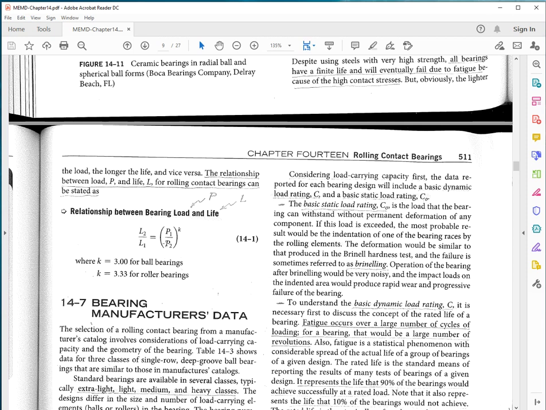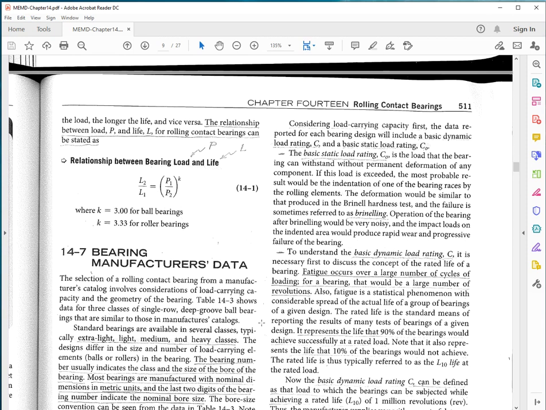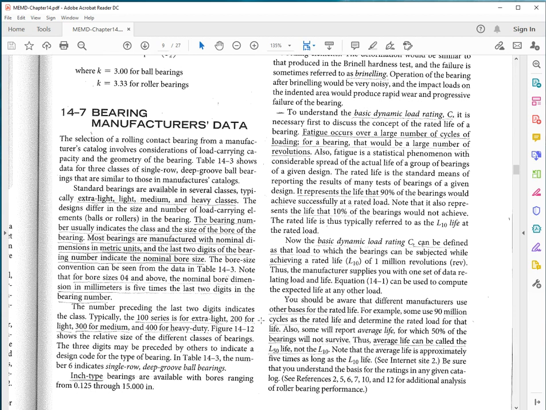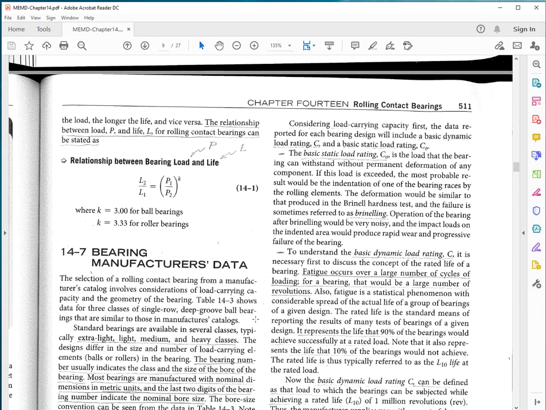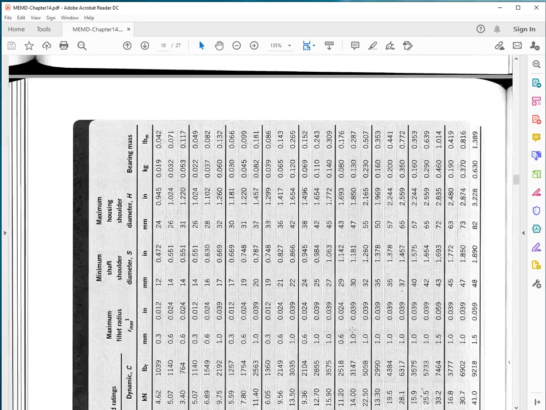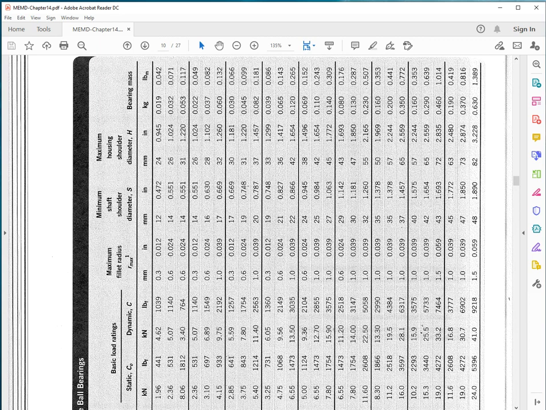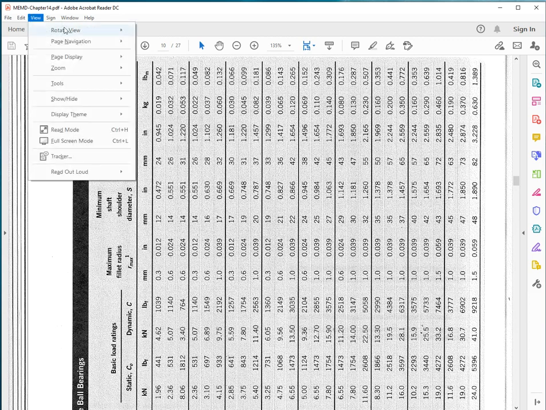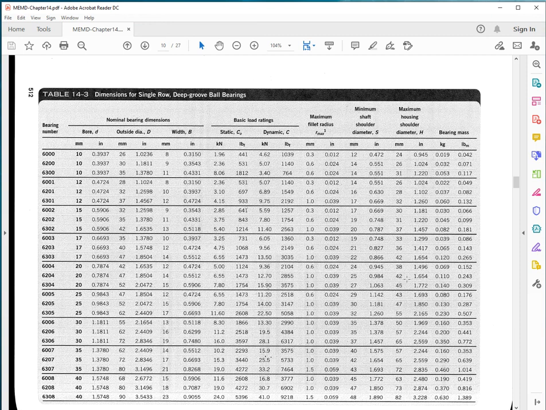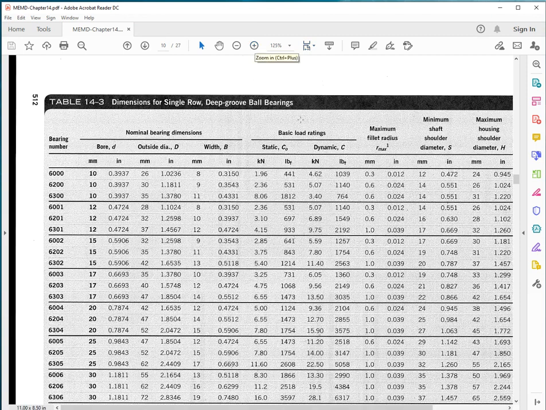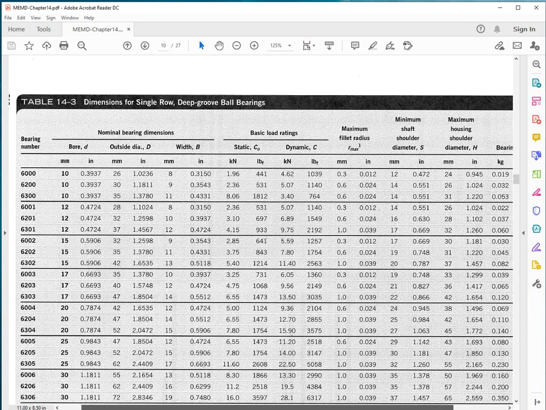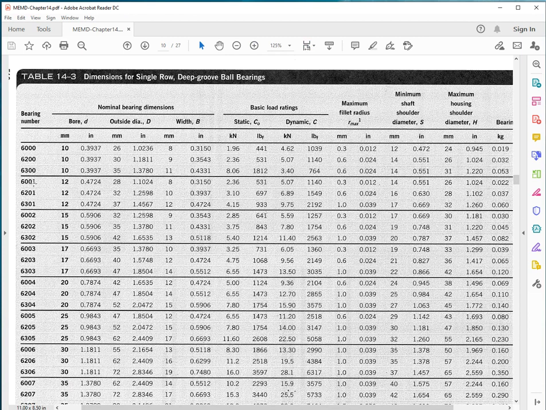So, a very important finding, and this forms the basis for defining what are called dynamic load ratings. So from manufacturers' catalogs, you would see... is there a way I can rotate this? Rotate view clockwise. Okay.